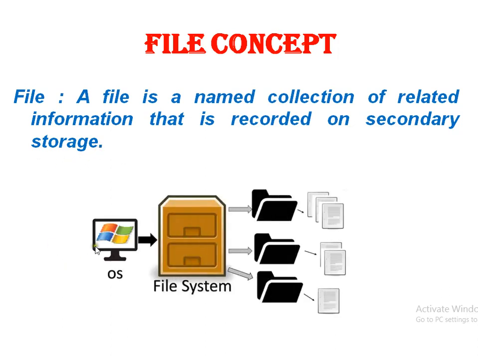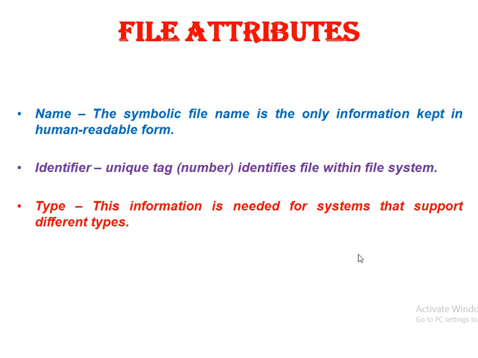That is, you have an operating system, you have a file system. Under the file system you can have various organization, that is your directories. Inside your directories you can have n number of files as shown in the diagram. Next we shall see the different types of attributes for a file.